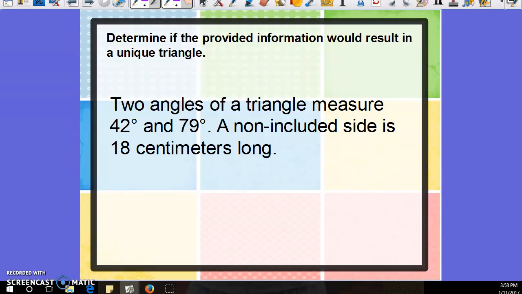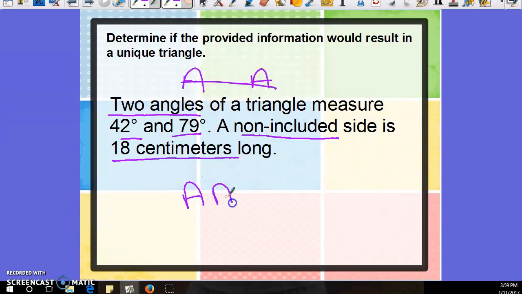Another example is 2 angles of a triangle measure 42 and 79. So we have 2 angles. So already we know we have an angle and an angle. And then we have a not included side that is 18 centimeters long. Well, not included means it's not in between. So it would be angle, angle, side. So we know as long as we have 2 angles and one side, it is unique. That makes sense.